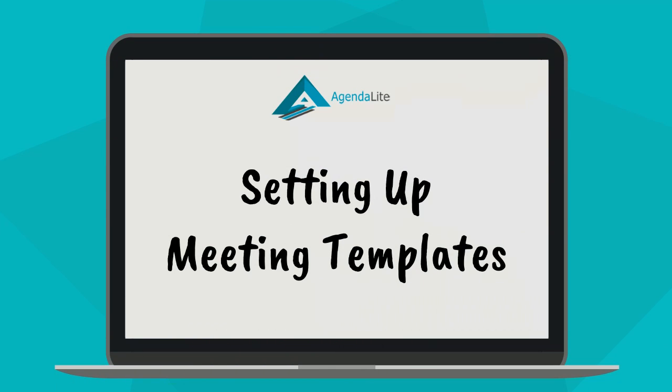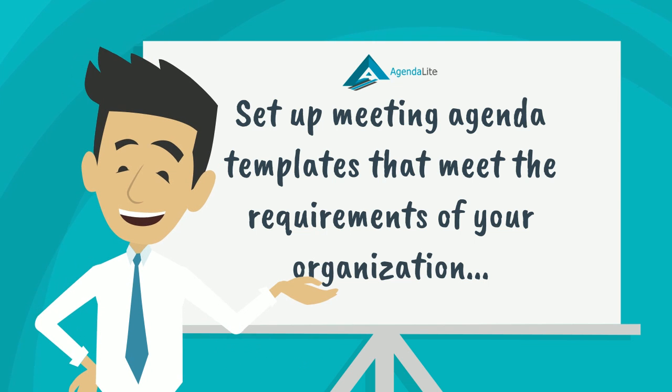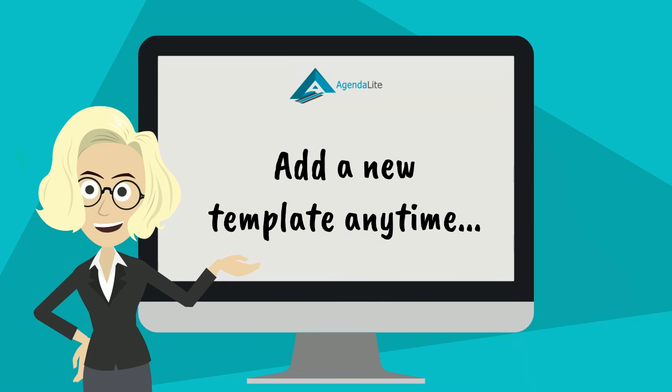AgendaLite lets you set up meeting agenda templates that meet the exact requirements of your organization. For example, if your organization has monthly board meetings that always contain the same meeting categories, you can set up a meeting template that contains these categories. Your AgendaLite Board Assistant can use this template to develop and finalize meeting agendas each month, and anyone wishing to add an item for consideration or discussion can simply add it to the existing category and submit it for consideration and approval. You can add a new template at any time new requirements are identified, or you can tailor existing templates as your organization needs changes.